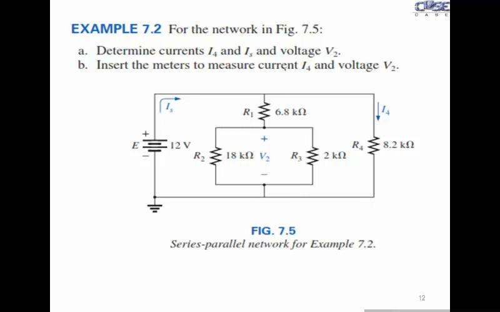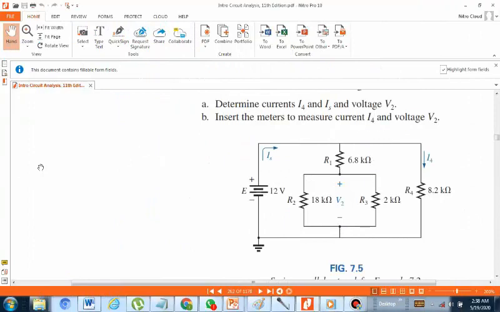Next is example 7.2, in which we want to apply the reduce and return approach to find out the unknown quantities V2 across these two resistors and current I4. And in part B, you are asked to insert the meters to measure current I4 and voltage V2. So a digital multimeter, DMM, is used to measure the current and voltage. So this is the circuit in which we want to find out the voltage V2 and these two currents.